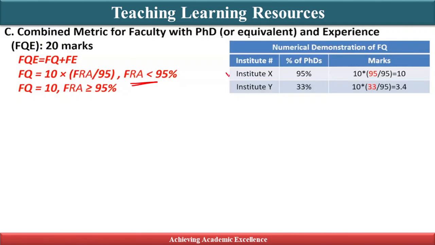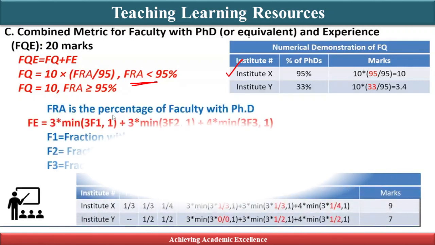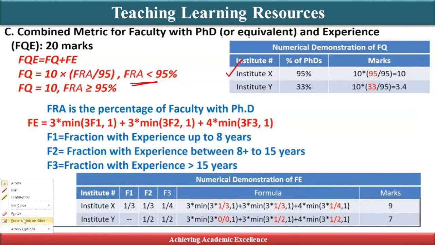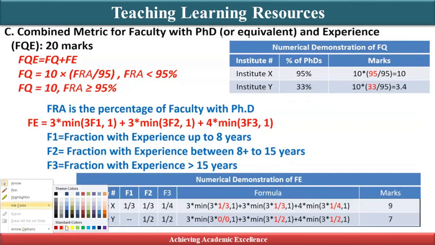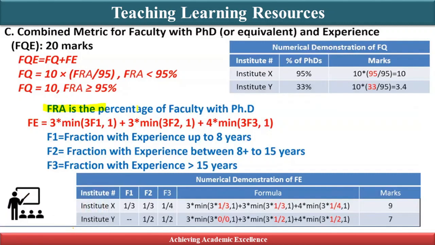For example, there is an institute X. What is this percentage of PhDs? Let me say 95%. What does it mean? FRA is the percentage of faculty with a PhD. Just see, let me say some institute X has 95% PhDs. Therefore, what is my FRA? 95. 10 into 95 by 95, you will get 10 out of 10 marks.